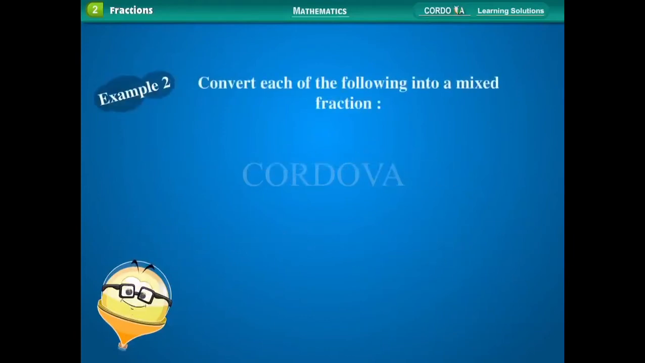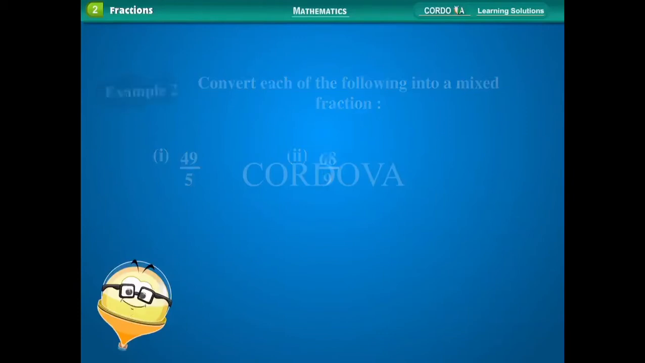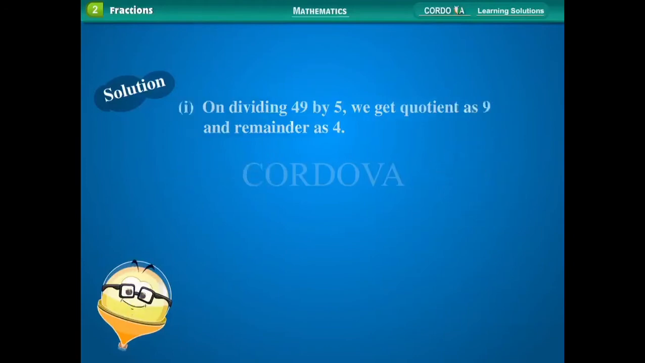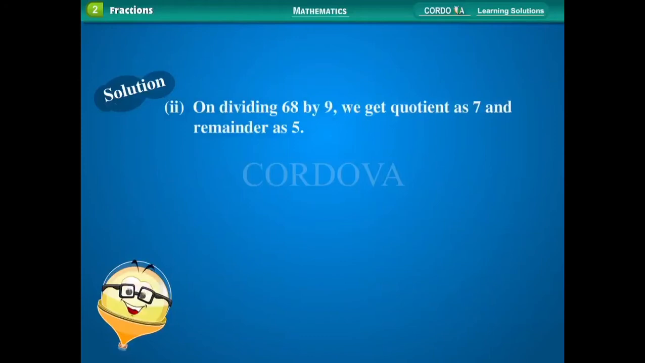Example 2. Convert each of the following into a mixed fraction: 49 upon 5, 68 upon 9. Solution: on dividing 49 by 5, we get quotient as 9 and remainder as 4. Therefore, 49 upon 5 is equal to 9 and 4 upon 5. On dividing 68 by 9, we get quotient as 7 and remainder as 5. Therefore, 68 upon 9 is equal to 7 and 5 upon 9.